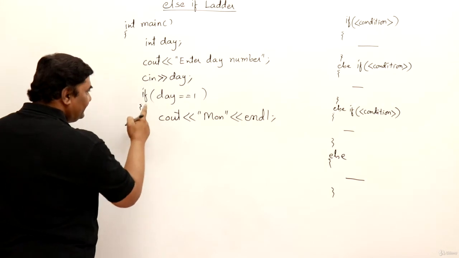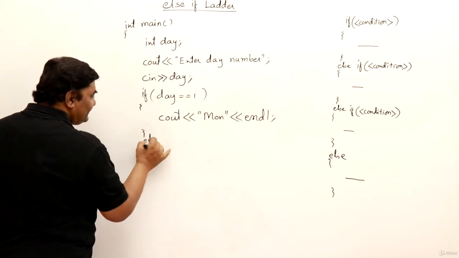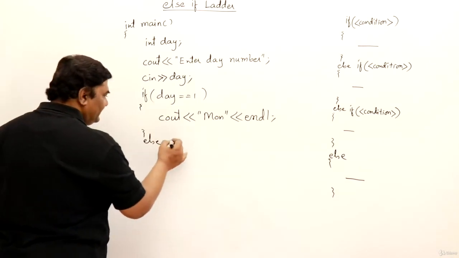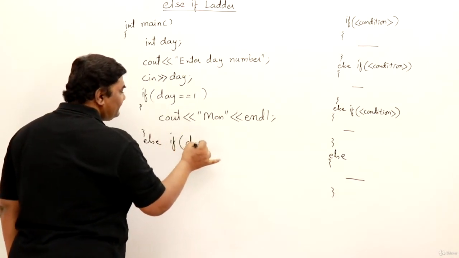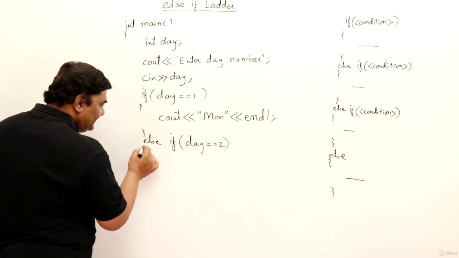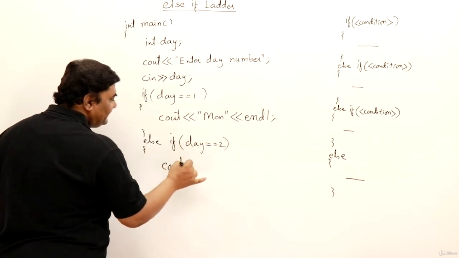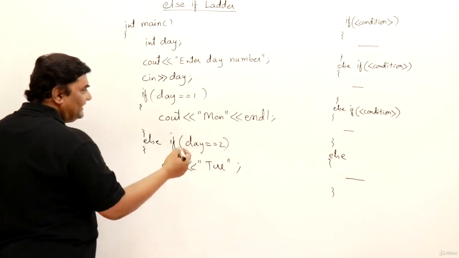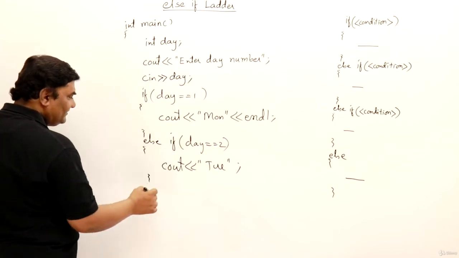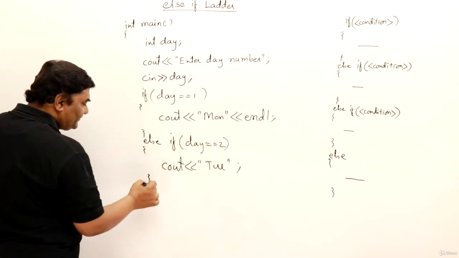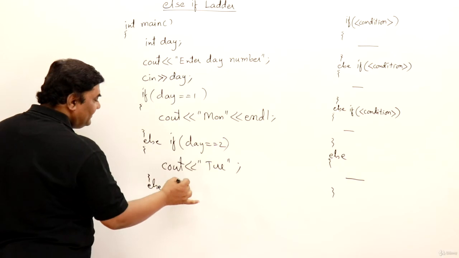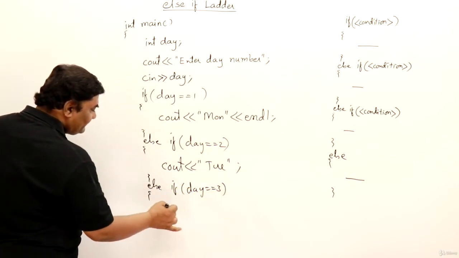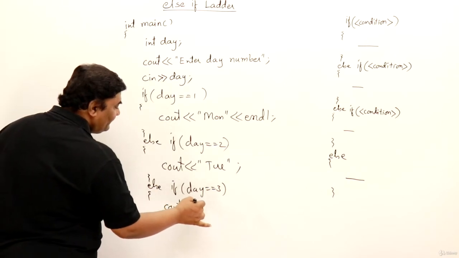Not all days. Then if day is not 1, else, then what? Again if day is equal to 2, then here I will print Tuesday. Just I will write Tuesday, that's all. And if you want, you can write endl for a new line. Then if it is not 2 also, then else if day is equal to 3, then here cout Wednesday.